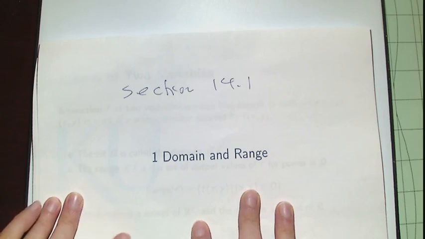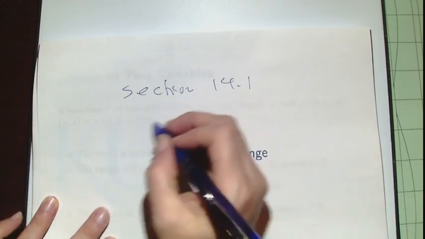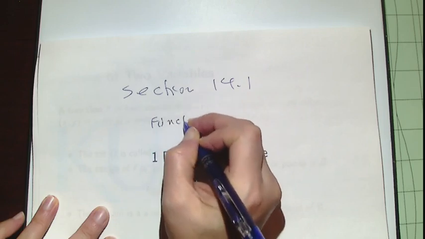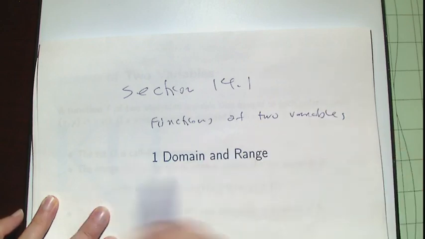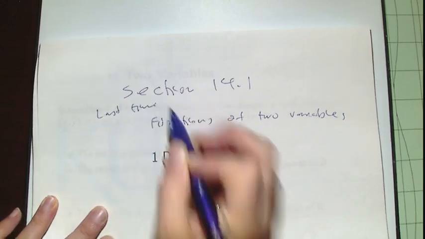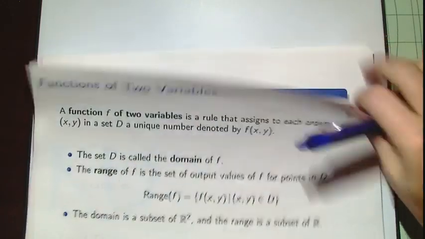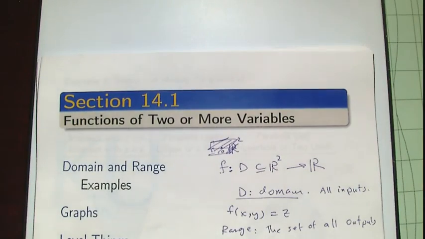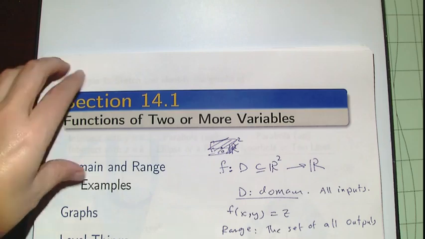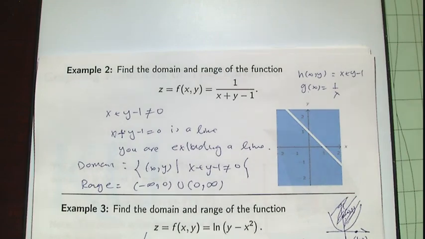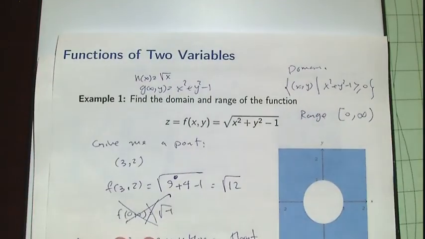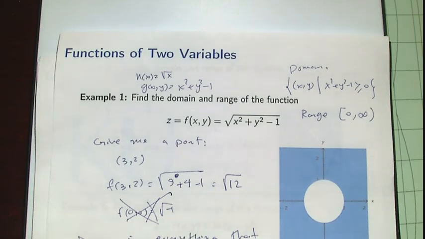We start with the graph of functions of two variables. We talked about domain and range last time, and these are the examples that we did. I'm going to bring back these examples today, and I want to graph these three examples. That's why I still have them over here.